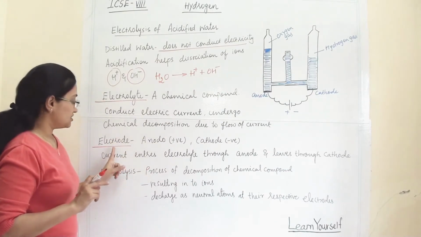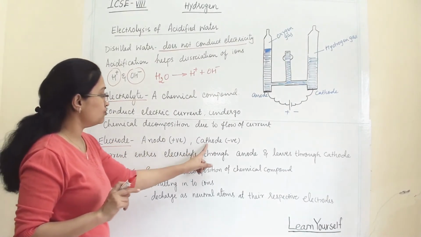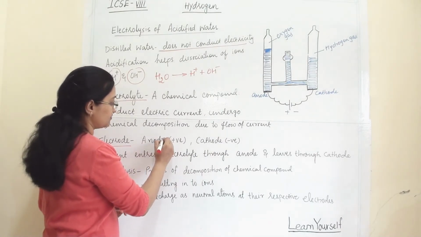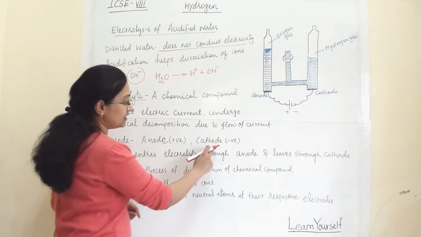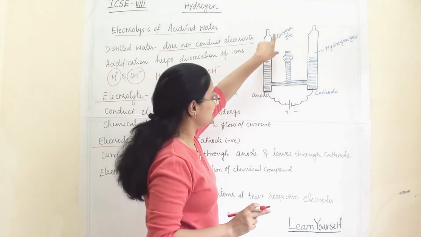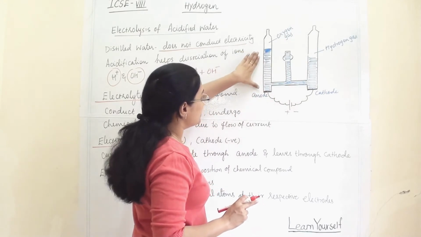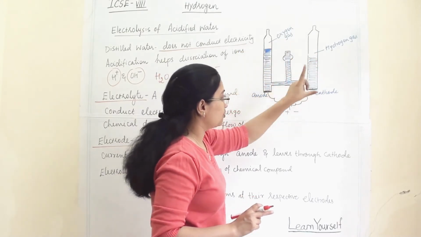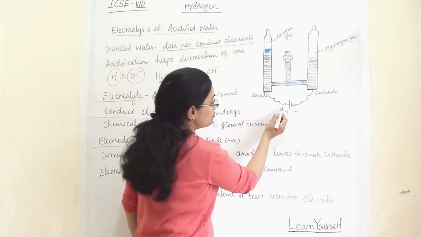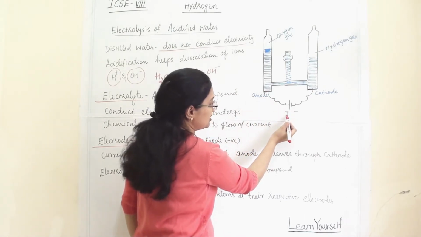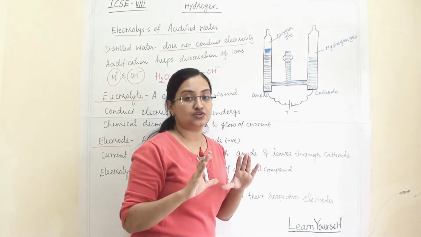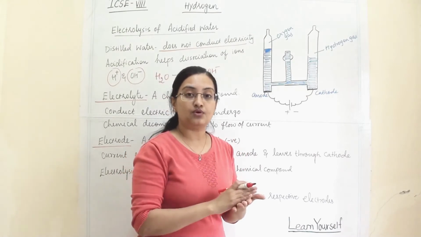Now electrodes. What are the electrodes? There are two electrodes. One is the anode and the other one is the cathode. Now here, if you see, this is an electrolytic cell. This is the anode and this is the cathode. Why? Because I have attached this to the positive terminal of the battery. That's why it has become the anode. Electrodes are neutral. An electrode can never be positive or negative by itself.